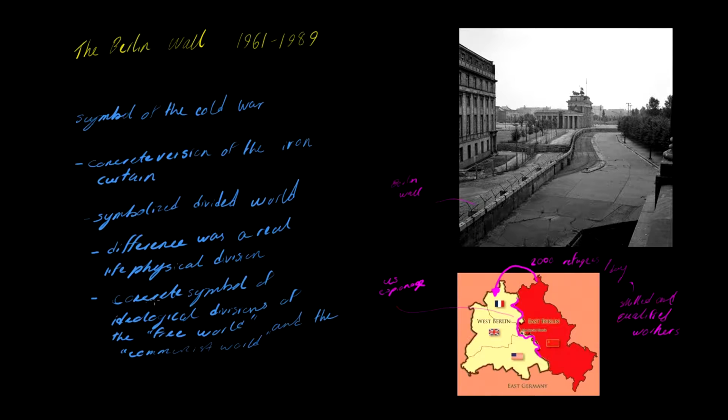It was also a concrete symbol of the ideological divisions between the free world and the communist world. The free world is now clearly separated from the communist world. It was also concrete proof that capitalists could never work with communists after this division.